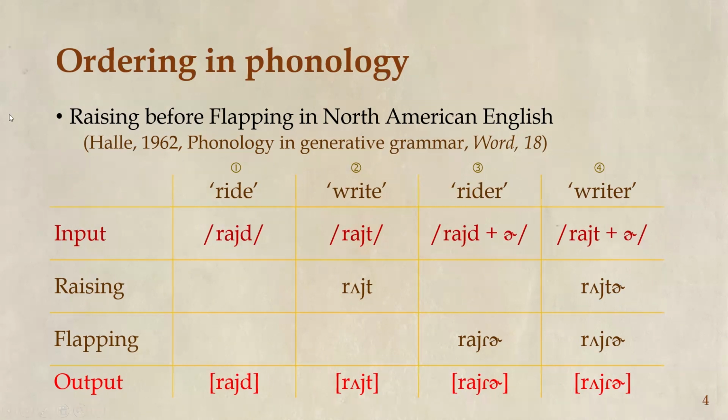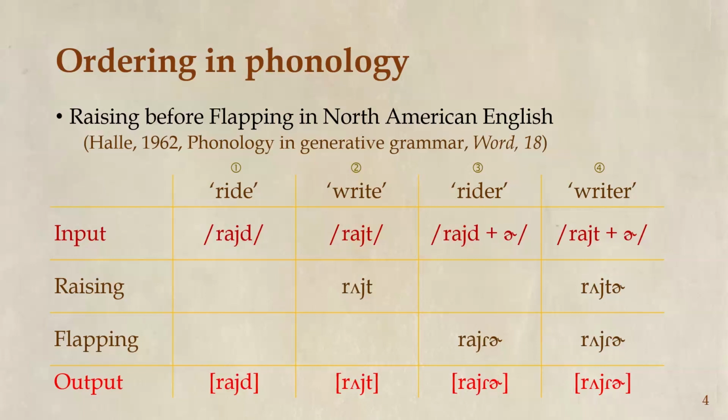So as a review, phonology has been claimed to have ordering in it. This is an old idea from several decades ago. The classic example of this is raising before flapping in North American English. So this is not just Canadian English. I'm not a Canadian, but I do have this pattern. You can see in columns 1 and 2, you get a raising of the diphthong /aɪ/ to the diphthong /ʌɪ/ before a voiceless coda consonant. And in 3 and 4, you see also a rule of flapping, which makes D and T into a voiced flap in between vowels, where the second vowel is unstressed.